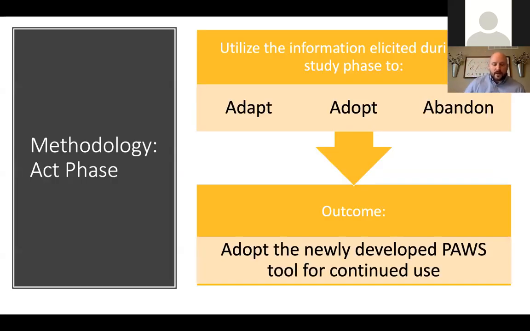Based on the data elicited during the study phase, the final phase of the PDSA cycle provides the researcher the opportunity to adapt, adopt, or abandon. Adapt being make modifications for future PDSA cycles. Adopt would be to implement the change on a broader scale, and abandon would be to abandon the process or proposed change entirely.